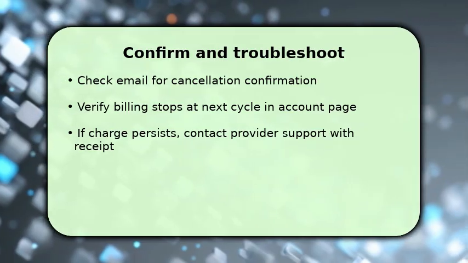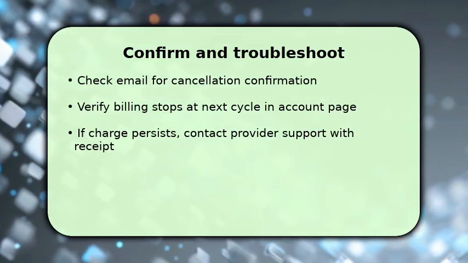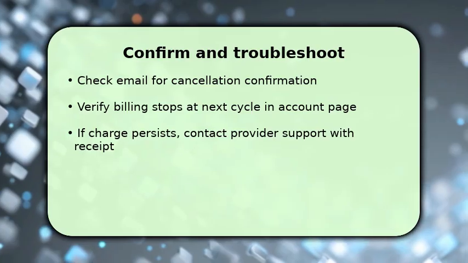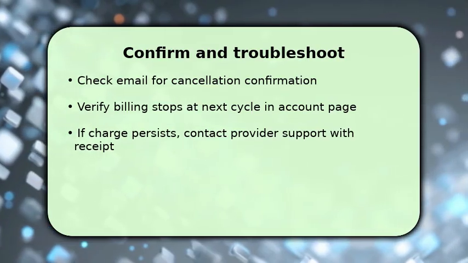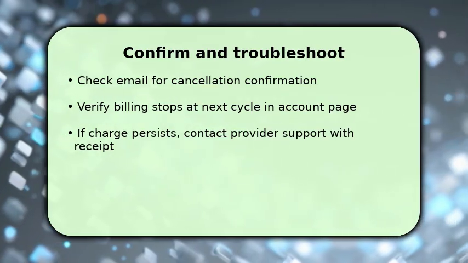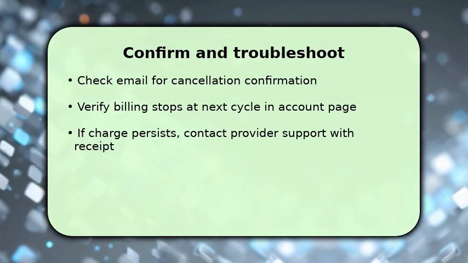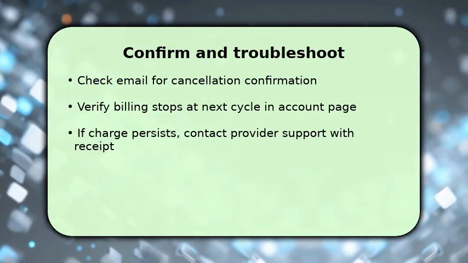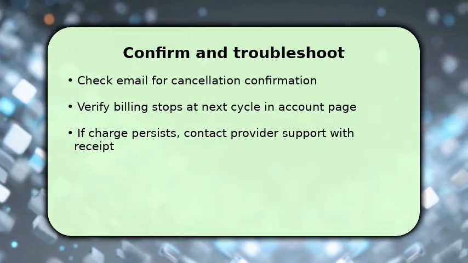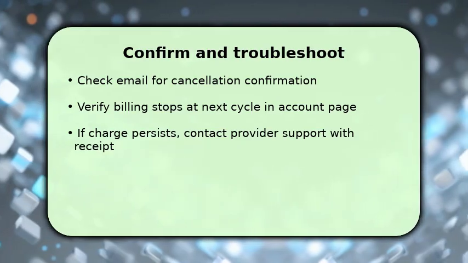If you still see charges after the cycle, gather receipts and billing statements, then contact the payment provider first. They often reverse mistaken renewals. If that fails, escalate to Spotify support with the Transaction ID. This usually resolves lingering auto-renewal issues quickly.